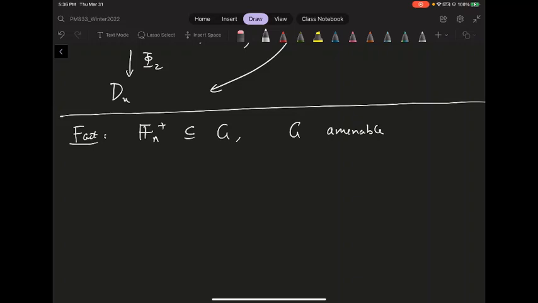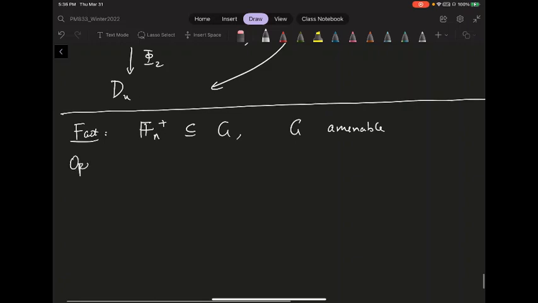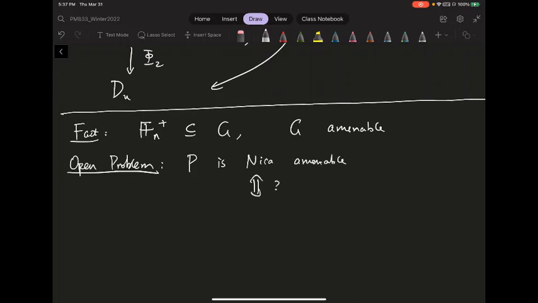So it just makes us wonder. There's a really well-known open problem. In semigroup C-star algebras, is it true that for every Nica amenable semigroup we can always embed it inside an amenable group? So if P is Nica amenable, is it true that P is embedded inside some group G which is amenable? Okay, by embedding, I mean P sits injectively inside the amenable group.